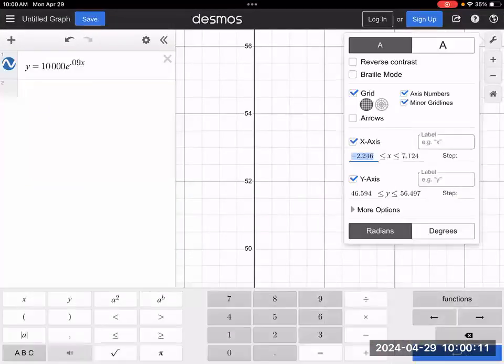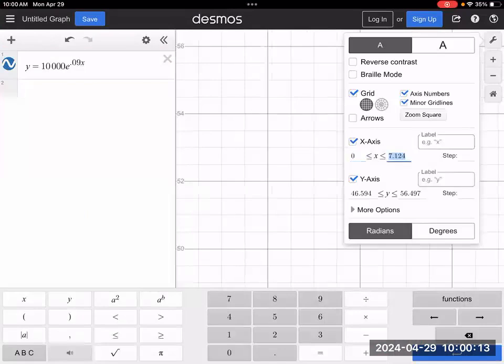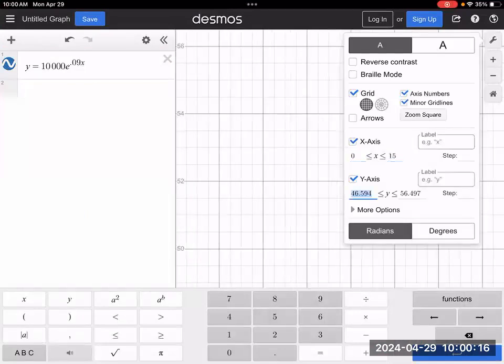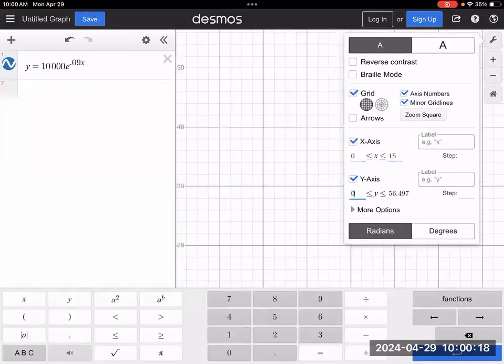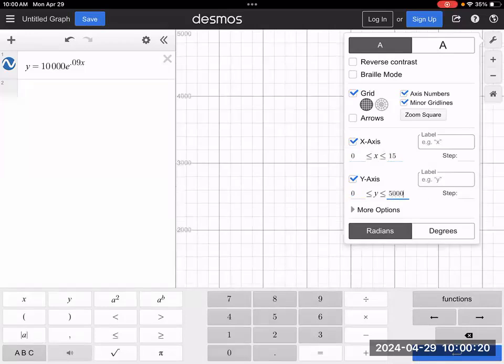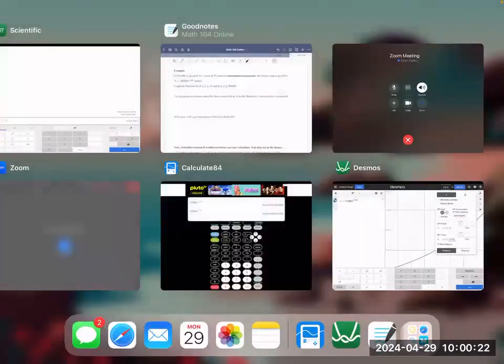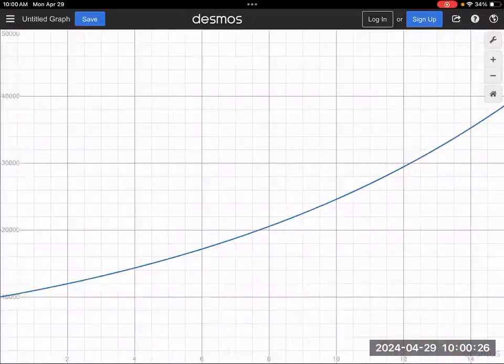So we said we are going from 0 to 15. We are then going from 0 to 50,000. And I just want to double check that. Okay, so your graph should look something like this. Same thing in your other calculator.